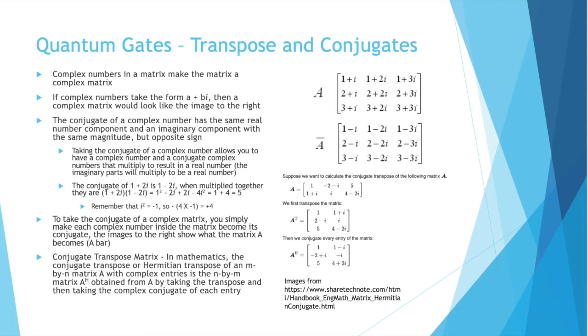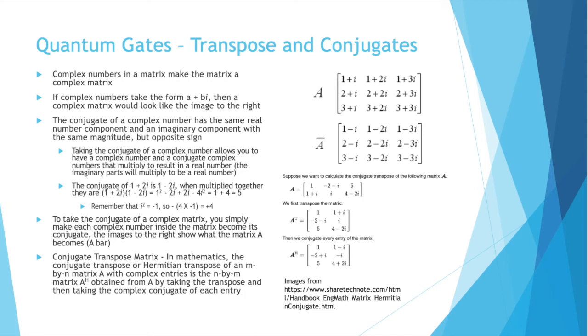But why is it important? What is the benefit of a conjugate number? Well, if you take a complex number and then multiply it by its conjugate, the imaginary parts cancel out, so that you are left with a completely real number. The conjugate of 1 plus 2i is 1 minus 2i. If we multiply those together, we get 1 squared minus 2i plus 2i minus 4i squared.